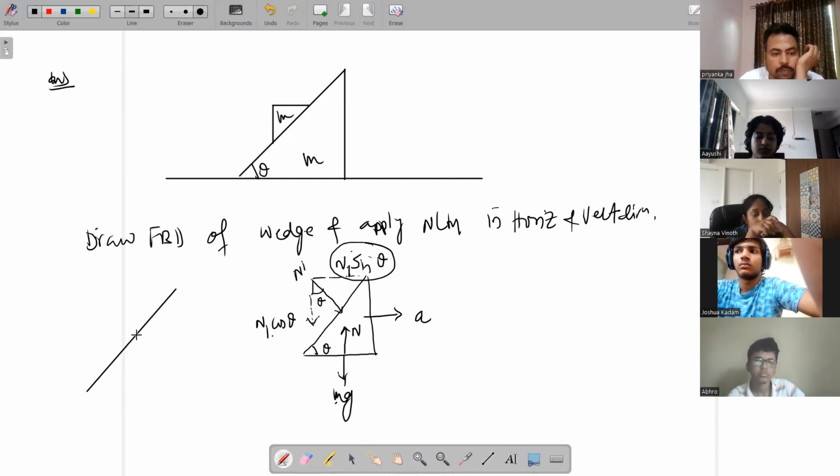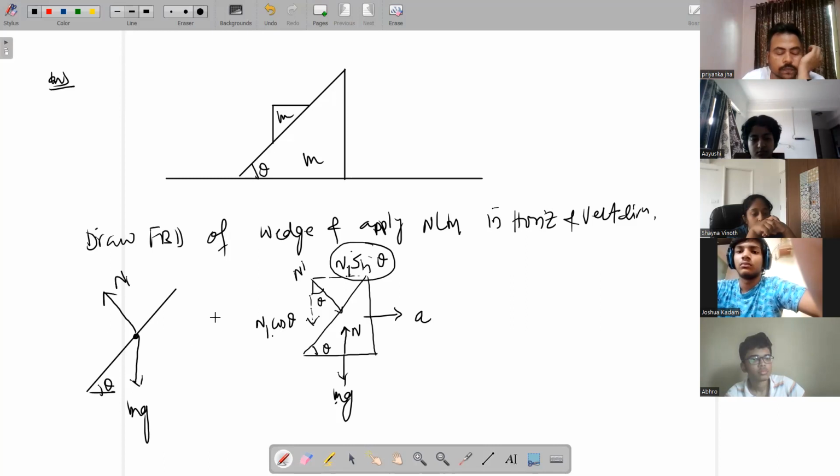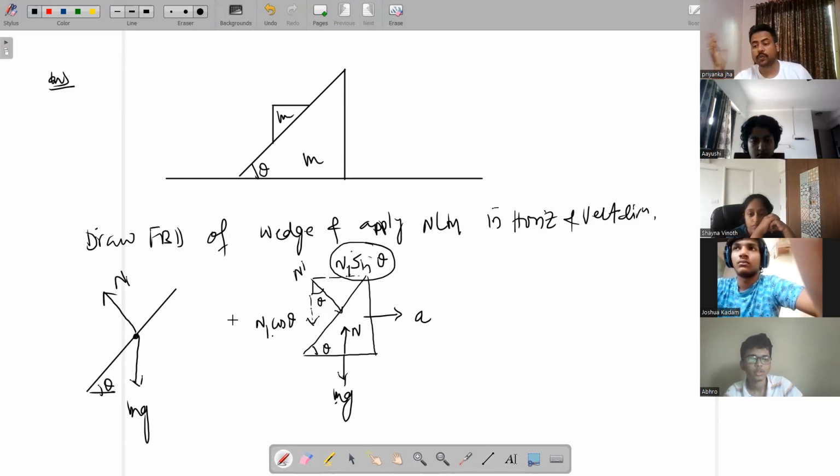Now, if I talk about this block, then we can see that this block will have one force mg and one force normal N1. Sir, will pseudo force act here? I am not talking about pseudo force, because we haven't taught that yet. Okay, apart from pseudo force I am talking. Pseudo force will come later, right?